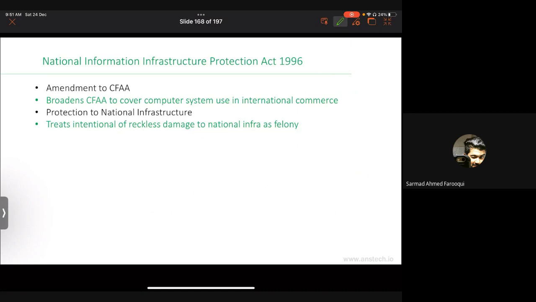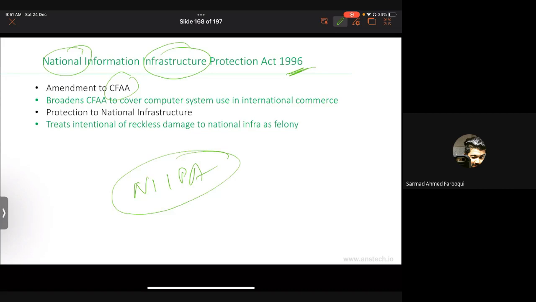Then there are certain amendments carried out in 1996. This is important: what was the amendment carried out to CFAA to cover national infrastructure? National infrastructure was covered under CFAA in 1996. That is NIIPA, NIPA. So CFAA, federal systems; NIPA, infrastructure. This is all you need to remember.